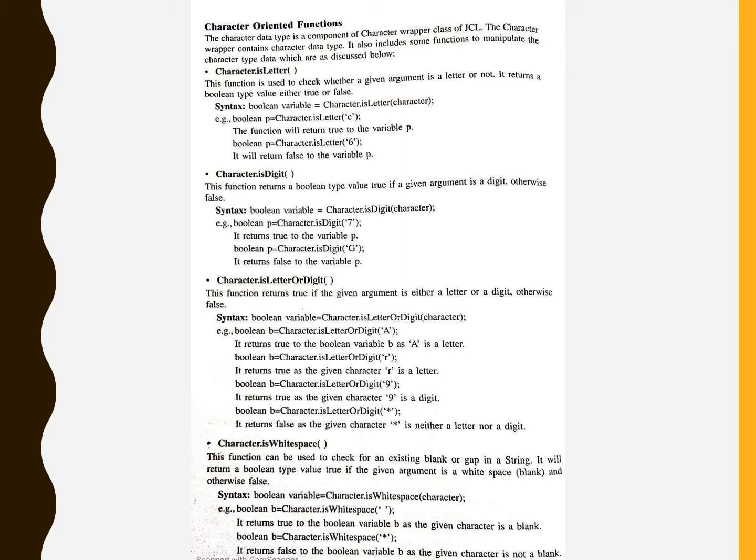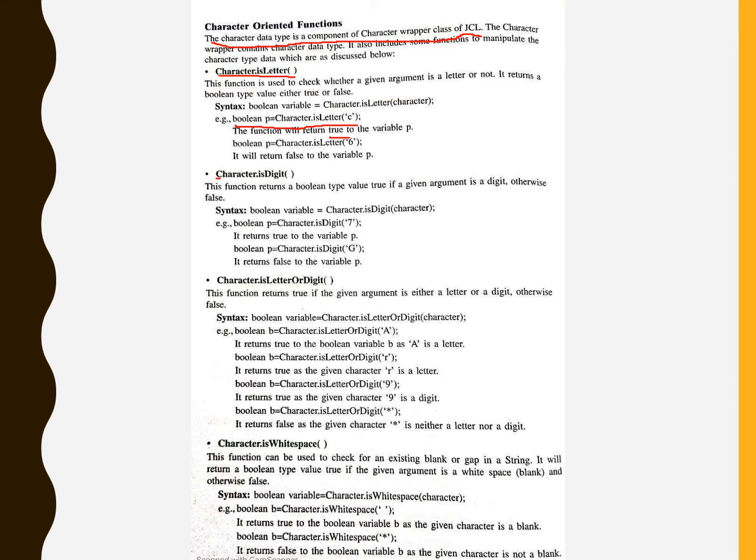Character oriented functions. The char data type is handled by the Character wrapper class of the Java class library. It provides some functions. First is Character.isLetter. It checks whether the entered character is a letter or not. If it is a letter, it returns true, otherwise it returns false. So the return type of Character.isLetter is the boolean data type. For example, boolean p = Character.isLetter('C'). The entered character is a letter, so it will return true.